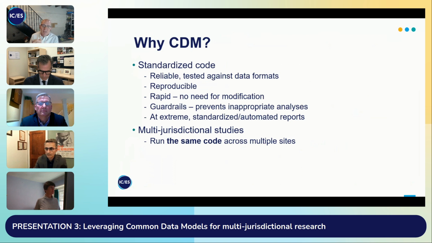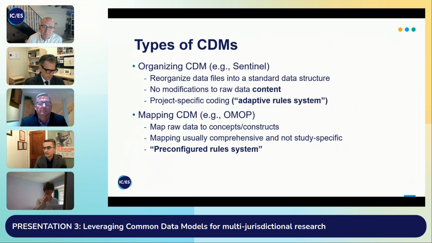It provides guardrails because it restricts the analyses that you can do. So in some sense, it prevents inappropriate analyses. And at the extreme, it produces standardized or automated reports, where we can just say, I would like a report on the use of drug X in population Y in the Canadian provinces over this time window, and a fully formatted report can be produced based on that. In multi-jurisdictional studies like CNODE's studies, we know we're running the same codes across multiple sites, so that improves our quality control as well.